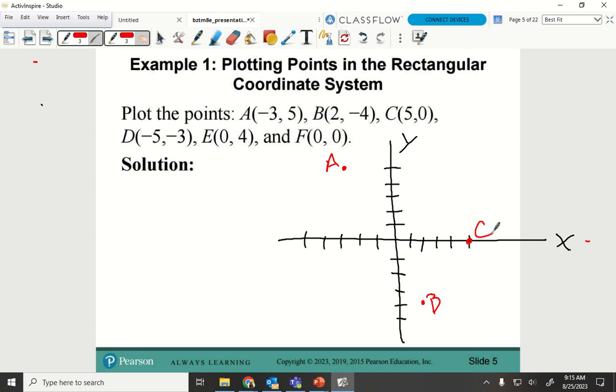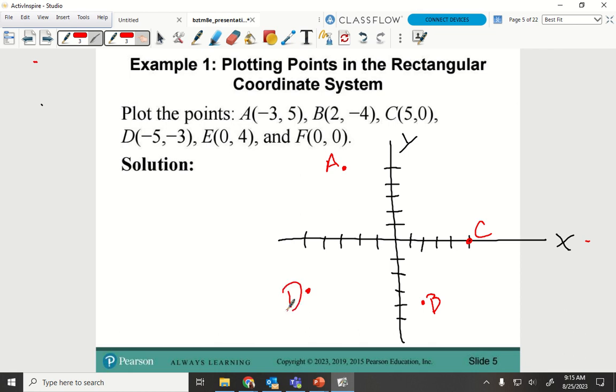Good job. D says -5, -3. So that's 5 in which direction? To the left, and then down 3. Very good.